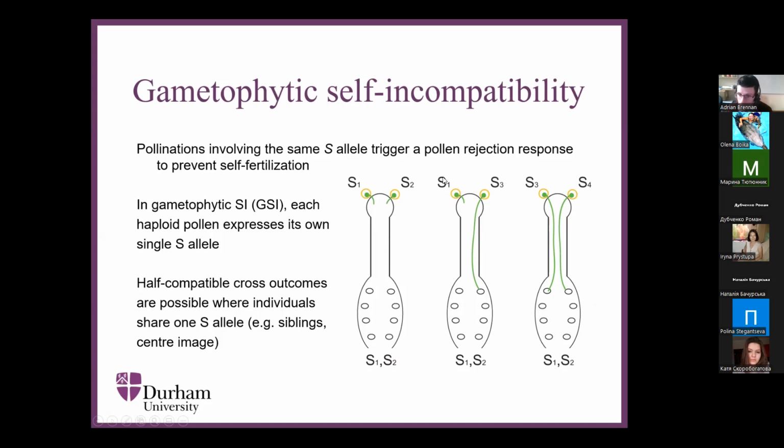But if you are related, for example, you're a half-sib, you might share a single S allele in common. So in this example, you might share S1 in common. And so only pollen that expresses the S1 allele will be rejected. The other one, S3, that isn't found in the female tissue, will still germinate and grow. So you get half compatibility there. So you get partial protection against relatives under a gametophytic system.